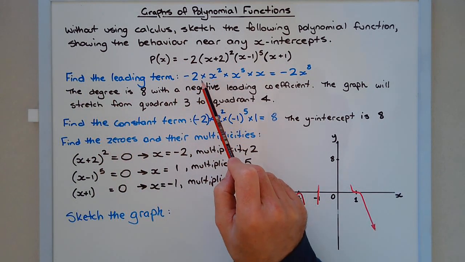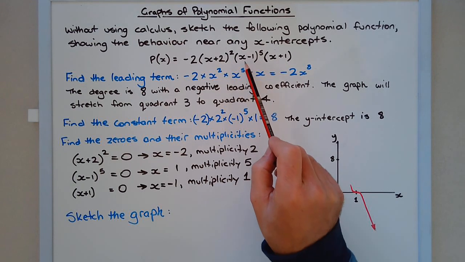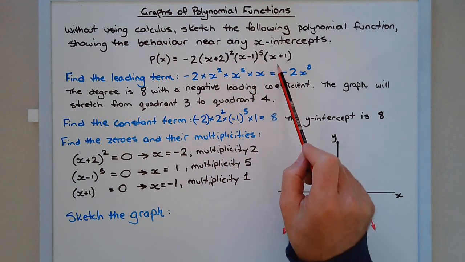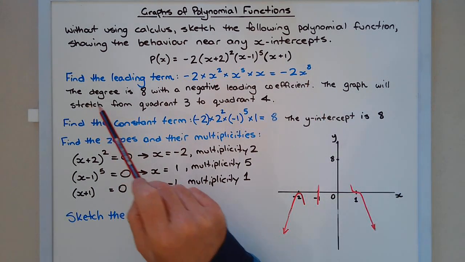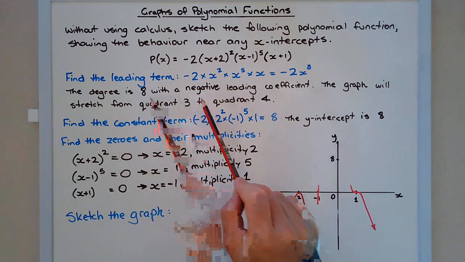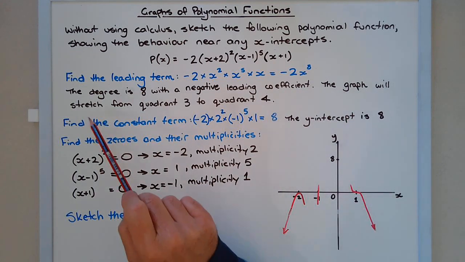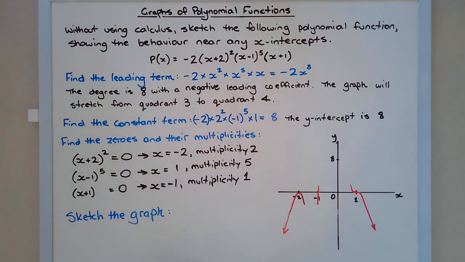-2 multiplied by x squared multiplied by x to the power of 5 multiplied by x, and this equals -2 times x to the power of 8. The degree is 8, so it's an even degree with a negative leading coefficient. The graph will stretch from quadrant 3 to quadrant 4.